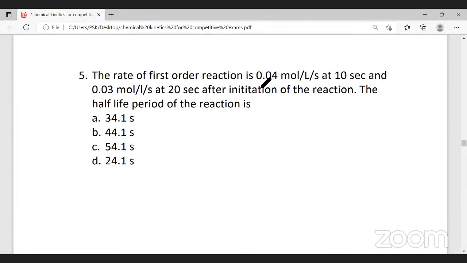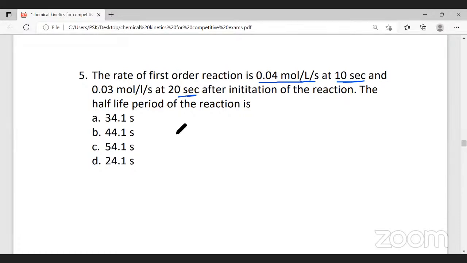Next question. The rate of a first order reaction is 0.04 mole per liter per second at 10 seconds and 0.03 mole per liter per second at 20 seconds after initiation of the reaction. They are asking for the half-life period of the reaction.